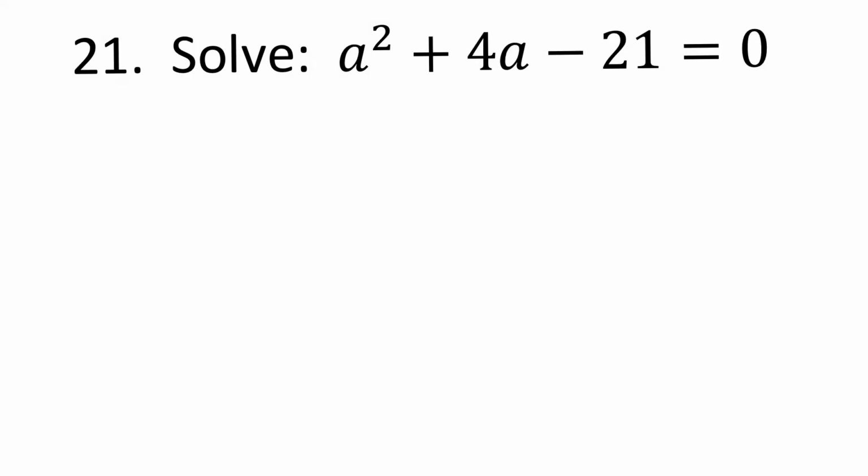And the question says, solve, you have a quadratic trinomial a squared plus 4a minus 21 equal to 0. Notice that it says solve, so you need to know what that word means. Solving means you are looking for the value of the variable. We do have an equal sign, so we have an equation, and we have a quadratic equation, degree of 2.